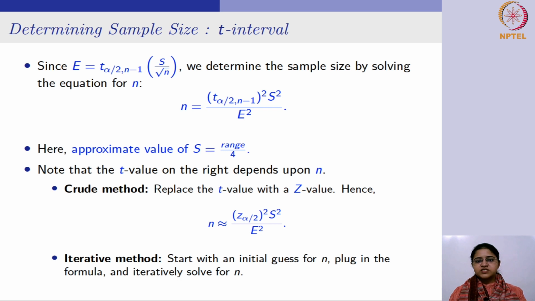So we have seen till now that to find the confidence interval for the population mean, you have two possibilities: either you know sigma or you do not know sigma. When you know sigma, that is the standard deviation, you get the z interval. In the other case, you get the t interval. And how we find the sample size in both cases, we have also seen.